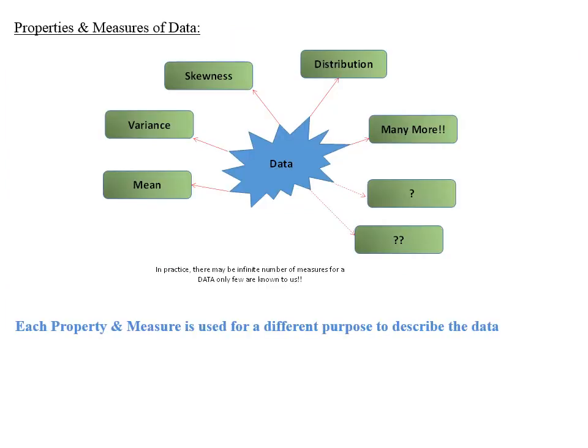For simplicity, properties and measures of data are something we have learned from the basics of statistics. For example, if you have data, mean is a property, variance is a property, skewness is a property, even the nature of the distribution is a property, correlation coefficient. There are too many other properties which we don't need to display all of them in this video.